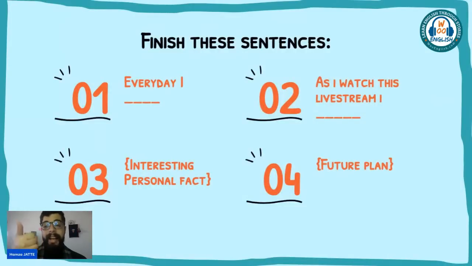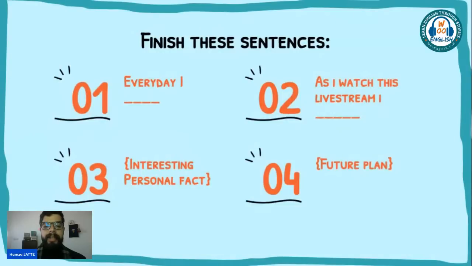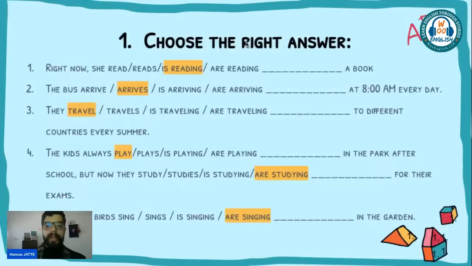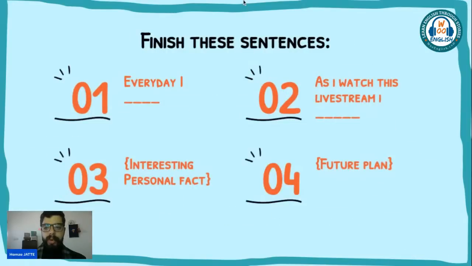So number one, tell us something that you do every day. Number two, as I watch this live stream, tell us something that you are doing right now as you are watching this live stream. Number three, interesting personal fact. Tell us something about yourself, anything. For me, this is the interesting fact that I want to tell you about myself: I like to paint digitally. And for future plan, tomorrow I am traveling. So we are using the present simple and the present continuous for these different sentences. So what about the rest of you guys?